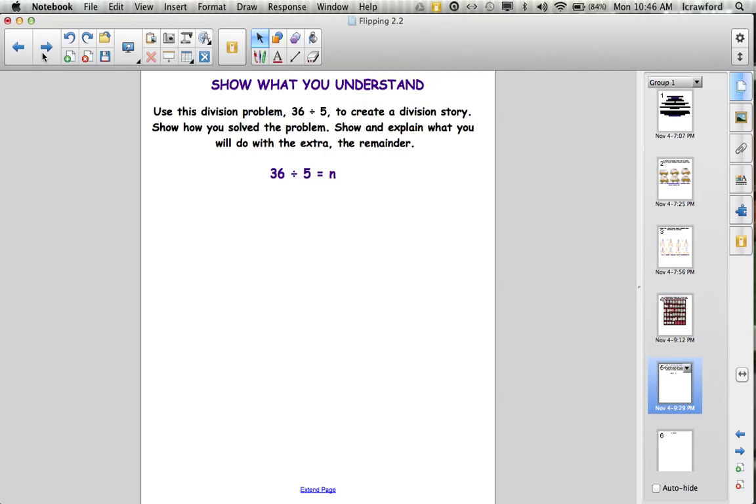Now, show what you understand. Use this division problem, 36 divided by 5, to create a division story. Show how you solve the problem. Show and explain what you will do with the extras, the remainder.